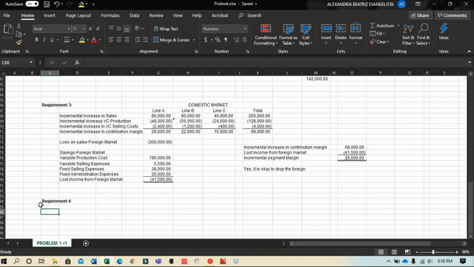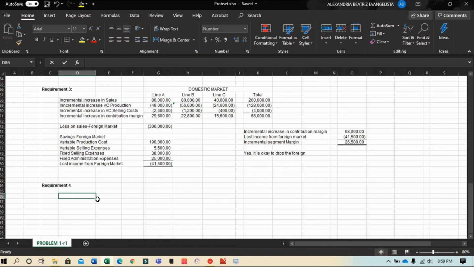So to compute for this, all we have to do is to get the contribution margin of the product to be replaced, which is product B, domestic. Why domestic only? Because it is stated here in the problem, assume that the foreign market will not be dropped. So it means that product B in the foreign market is not going to be dropped. So the only product that will be dropped by the management is product B in the domestic market.